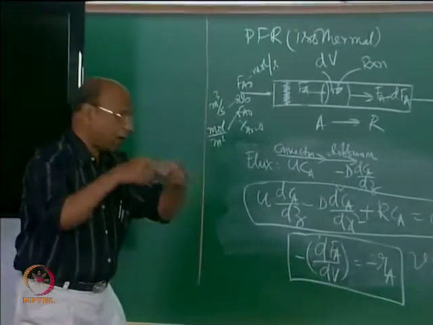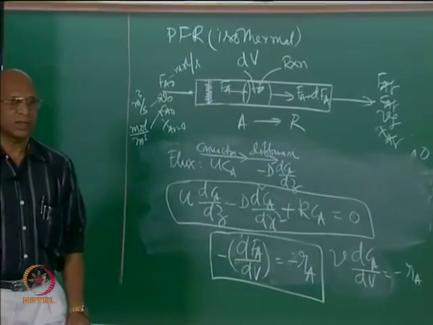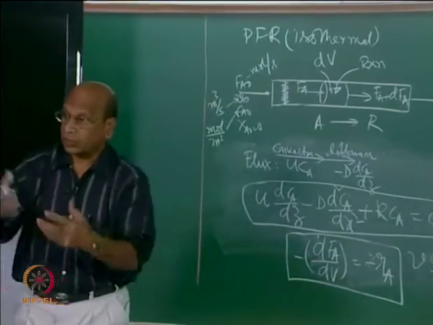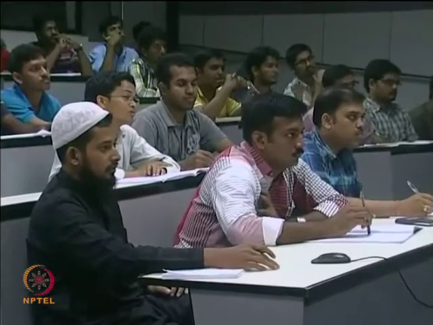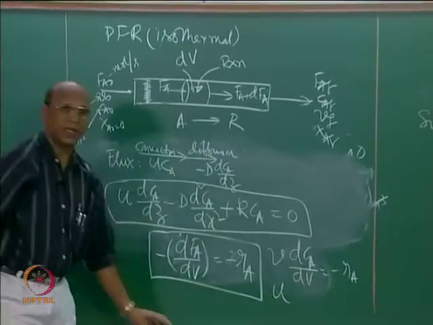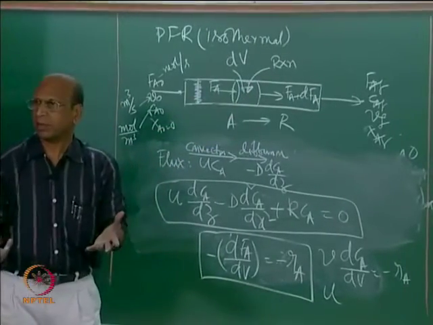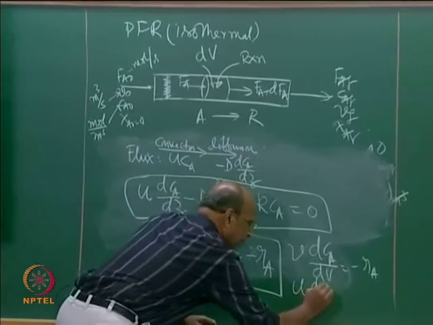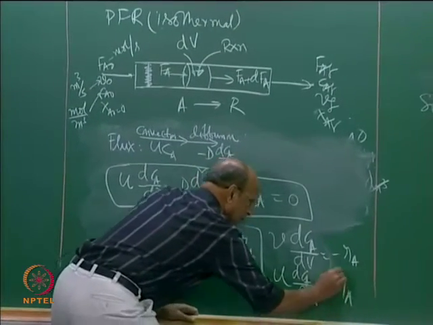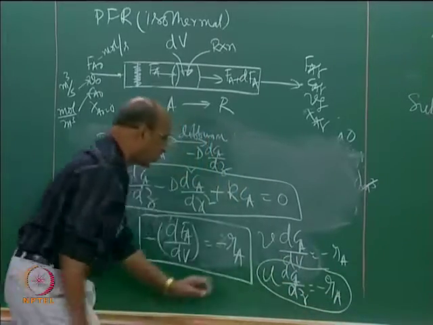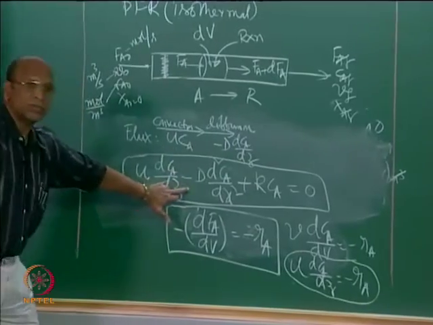Right. Now if I divide by cross sectional area of this and this, very simple, I say this will be velocity, and what about this one? Length. This volume element I am now dividing by cross sectional area. So now this is dCA by dz equal to minus RA. This is what I want to prove, how simple this equation is, whereas this equation, this term.